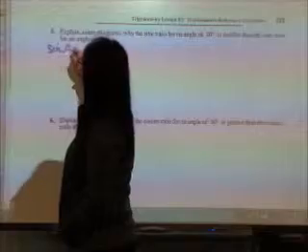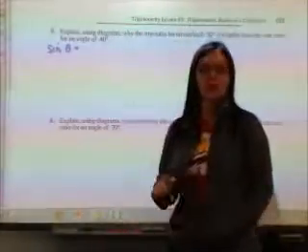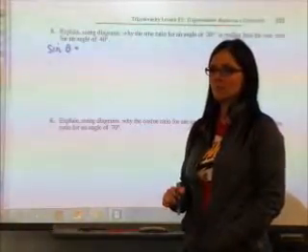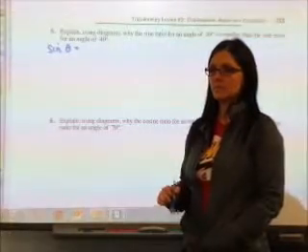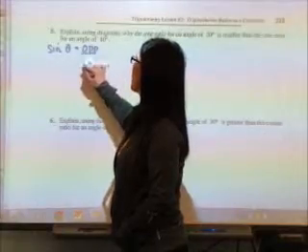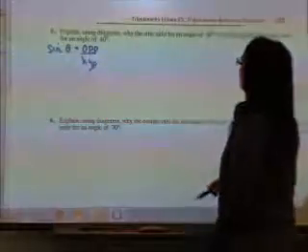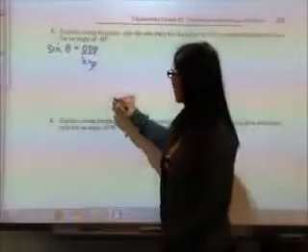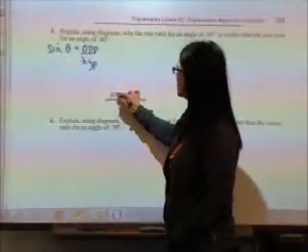Okay, before I give you the questions, I want to skip to question number 5. Explain using diagrams why the sine ratio for an angle of 20 degrees is smaller than the sine ratio for an angle of 40 degrees. The sine of an angle is what ratio? Opposite over hypotenuse.